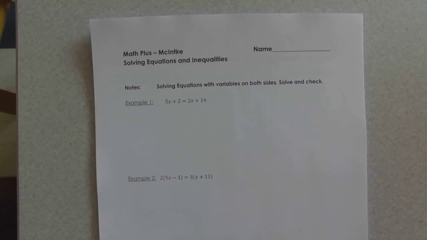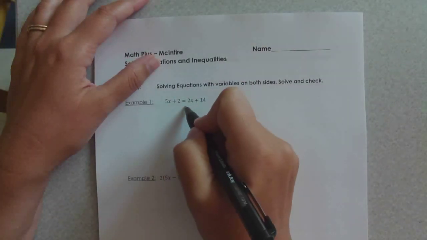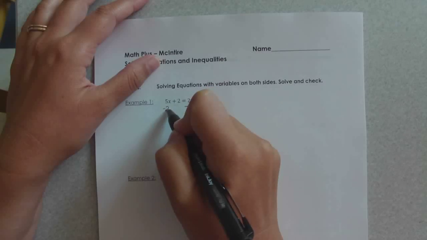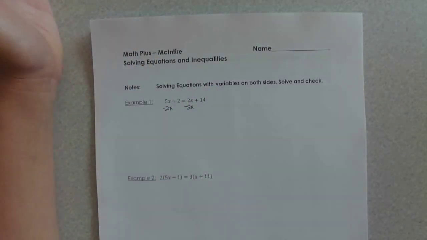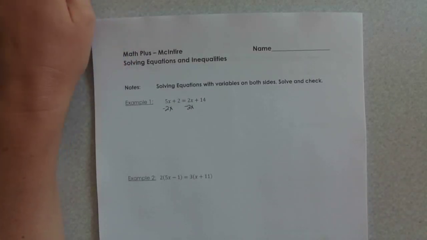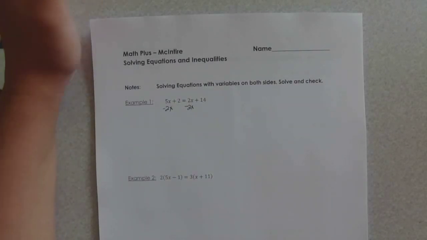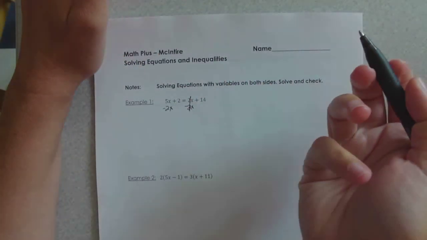Alright, so our goal is to solve for x, so you want to get all your x's together on one side, and you want to get all your numbers without an x on the other side. So in our first example here, let's combine our x's. I'm going to subtract 2x from both sides. Now, you could also just subtract 5x from both sides, but I always just move the x's to where they wouldn't be negative. That's just usually what I end up doing.